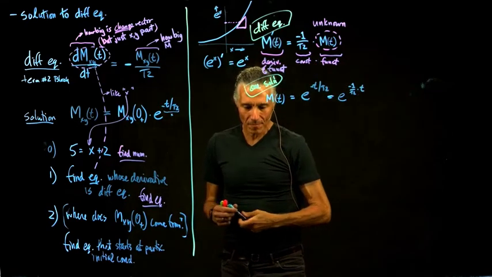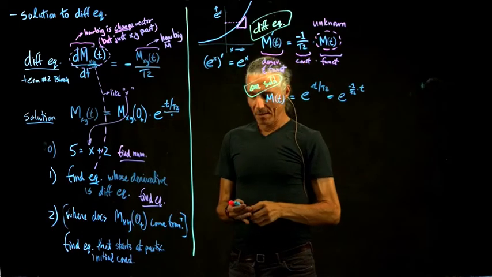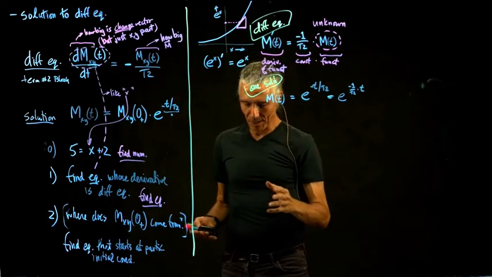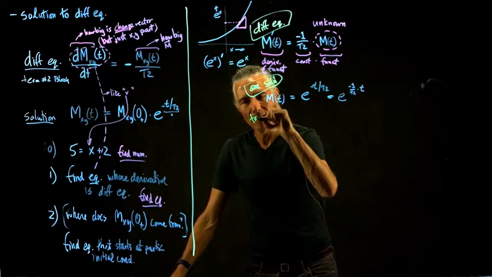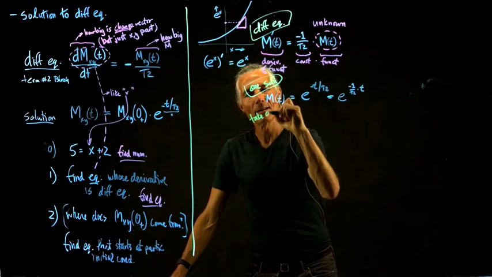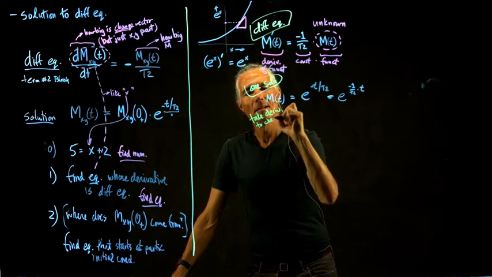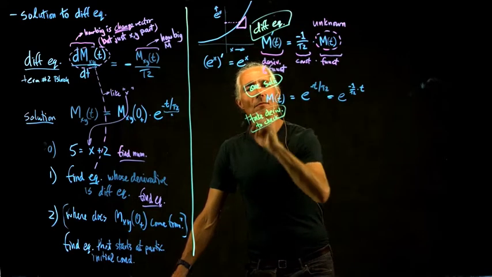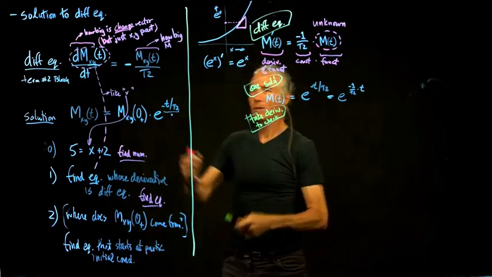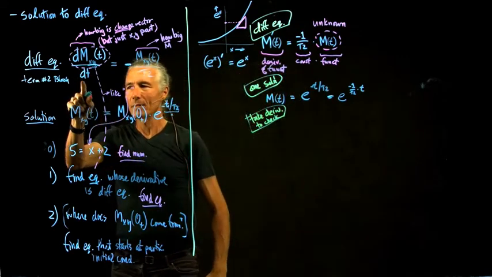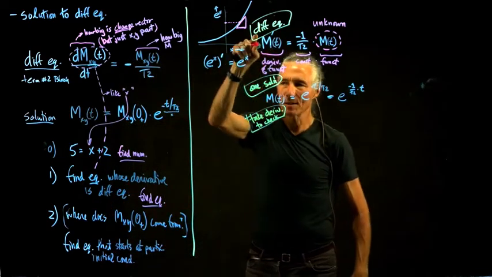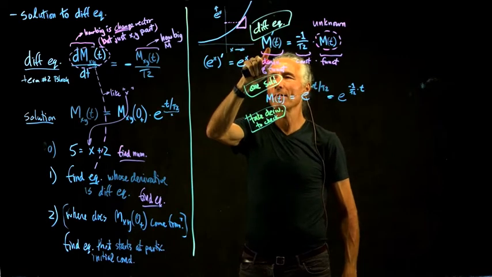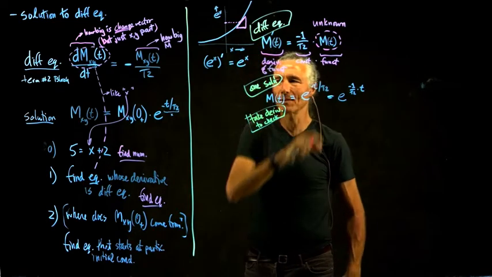So how do we show that that's a solution? We take the derivative of it, to check. And what do we want to check? We want to check that if we take the derivative of it, we end up with our original differential equation, which says the derivative of some unknown function equals a constant times the function.